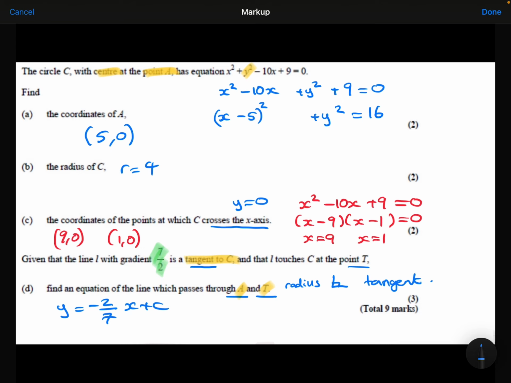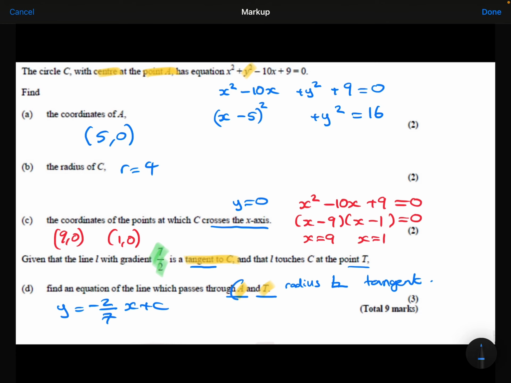So let me just repeat that logic one more time. We're trying to work out the equation of the line that passes through the centre of the circle and the point T, which is where the tangent touches the circle. Therefore, the gradient is going to be the negative reciprocal of the gradient of the tangent, because we know they're going to be perpendicular.